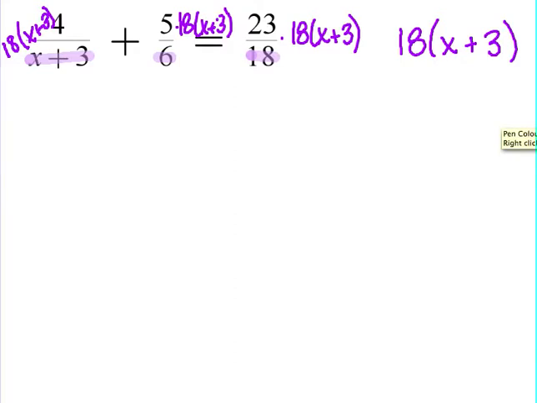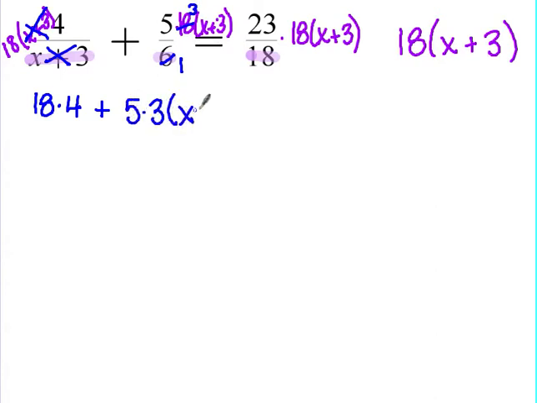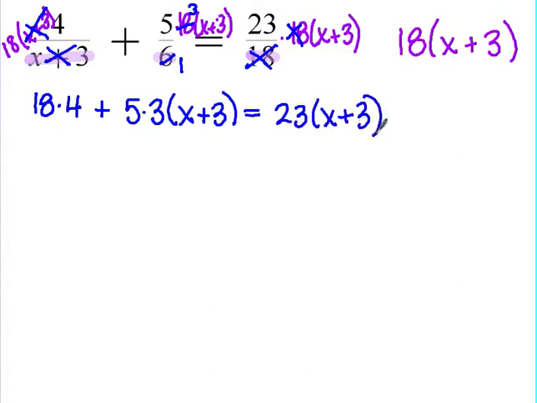Now, in doing that, let's look at this first term. Do you notice anything that can cancel? The x plus 3's. So really, I'm left with 18 times 4. Anything that can cancel in the second term? 6 goes into 18 how many times? 3. So really I have 5 times 3 times x plus 3. What can cancel from the third? The 18s. So that leaves me with 23 times x plus 3. For those of you wondering where the denominator went, we got rid of it. We did what was called rationalizing the denominator. We got rid of that.